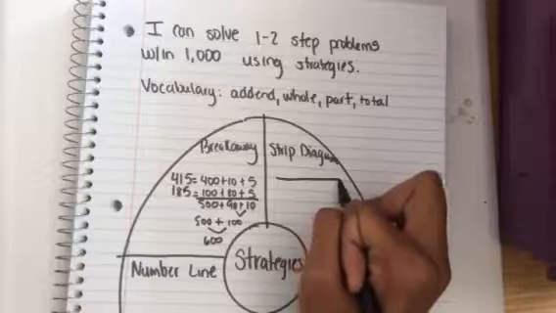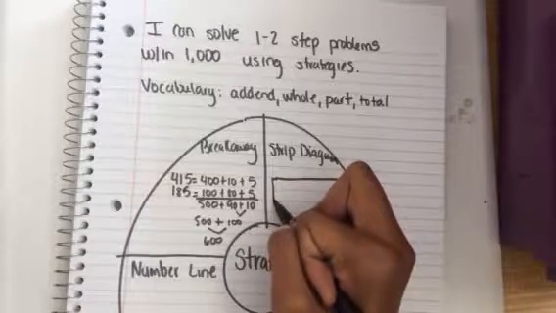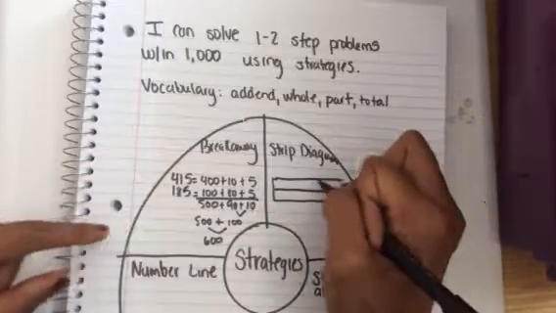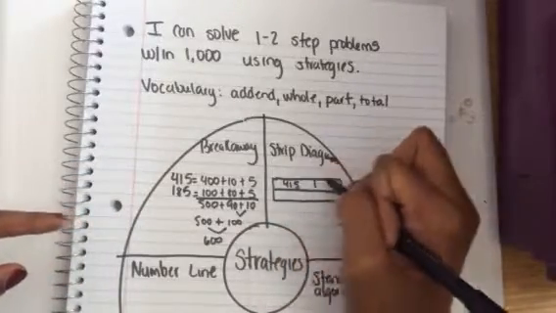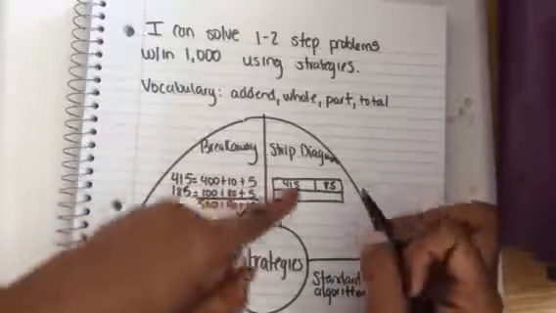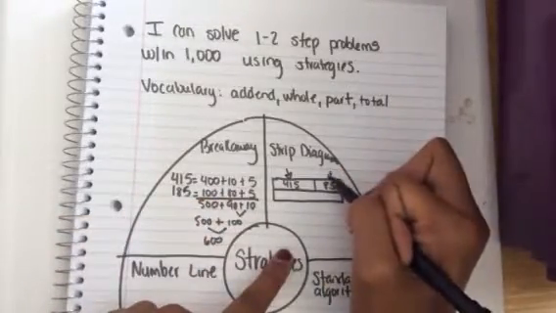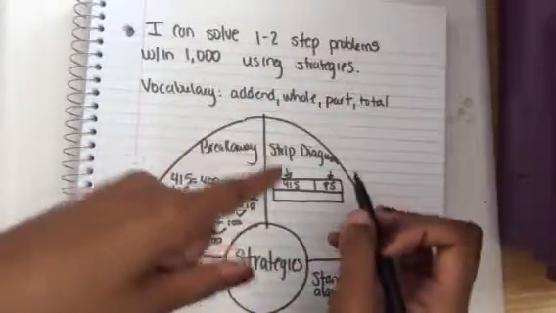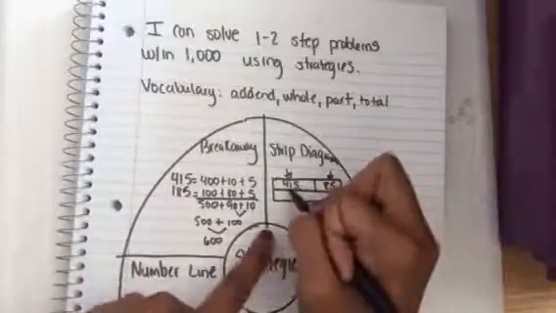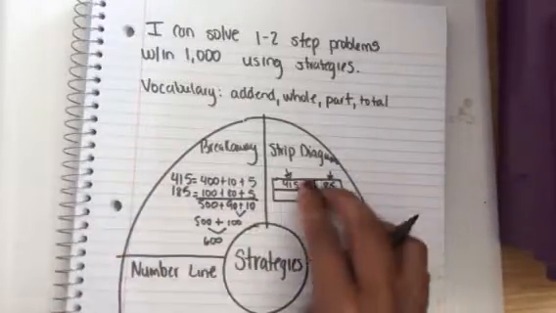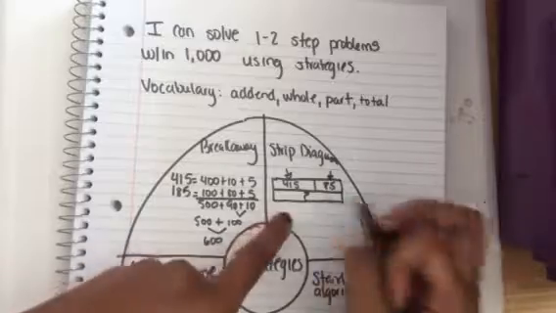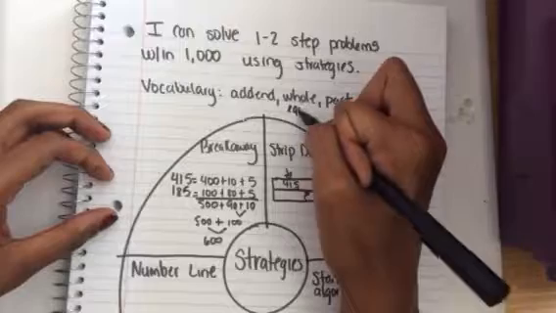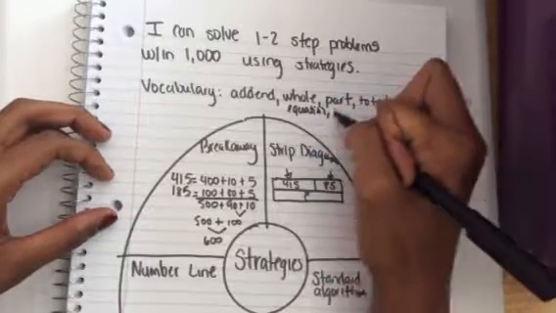The strip diagram is where the kids see a part, and then the whole. So they may see 415 and 185. They know that this is a part, this is another part, or the other word we use interchangeably for part is add-in. I may say, what is the add-in plus the add-in, it makes the whole. So they know this means they're adding two numbers together to find the total, which will be in the question mark.